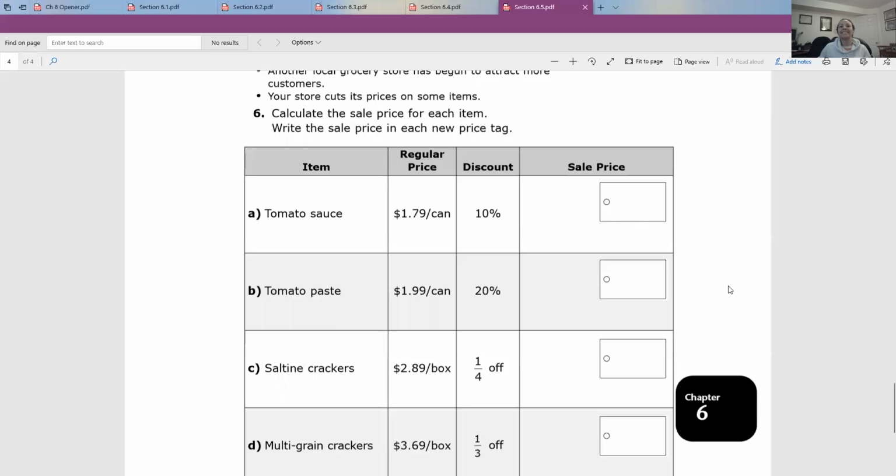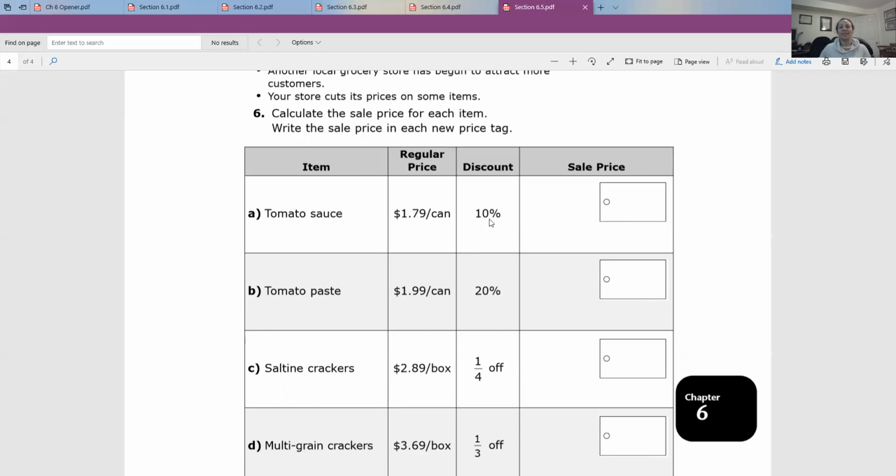All right, question number 6, I think you can do on your own. They just throw a word problem in kind of as a scenario, but you're really doing the same thing as questions 4 and 5. So they have some food items at a grocery store. This is the regular price. They tell you the discount. Your job is to figure the sale price and put it in the tag.